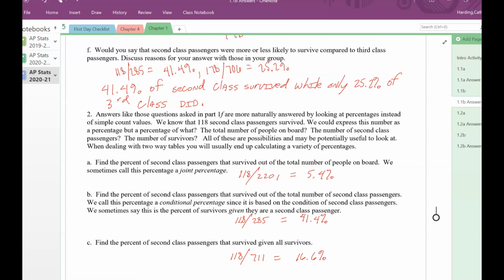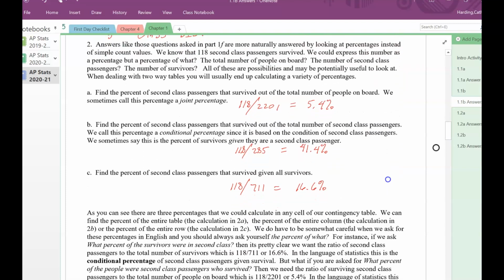It says find the percent of second-class passengers that survived out of the total number of second-class passengers. This is a conditional percentage that is based on the condition of being in second class. As opposed to the third, which is a conditional that is based on the condition that you have survived. So find the percent of second-class passengers that survived given all survivors. So out of all survivors that there were, what proportion of them were second class?